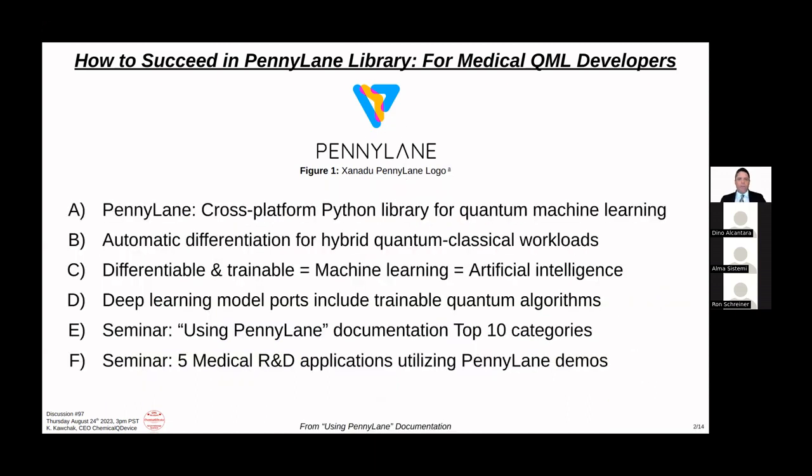I wanted to start off by saying there's a lot going on with quantum programming, and this in specific is a cross-platform Python library for quantum machine learning. Other frameworks do other things, they might do more in different areas, but I would say PennyLane's a definite leader in this specific area. When you try to figure out what's important here, they use this term automatic differentiation for hybrid quantum classical workloads. What this basically means is differentiable and trainable machine learning and artificial intelligence.